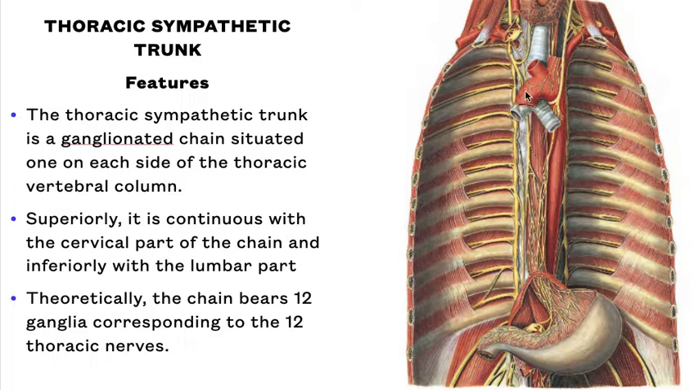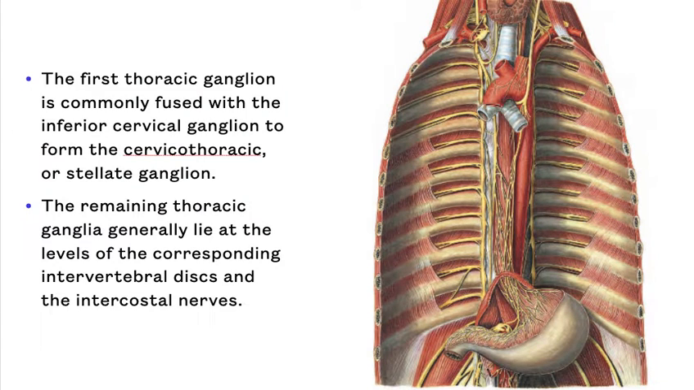Theoretically, the chain bears 12 ganglia corresponding to the 12 thoracic nerves. The first thoracic ganglion is commonly fused with the inferior cervical ganglion to form the cervicothoracic or the stellate ganglion. The remaining thoracic ganglia lie at the level of the corresponding intervertebral disc and the intercostal nerves.